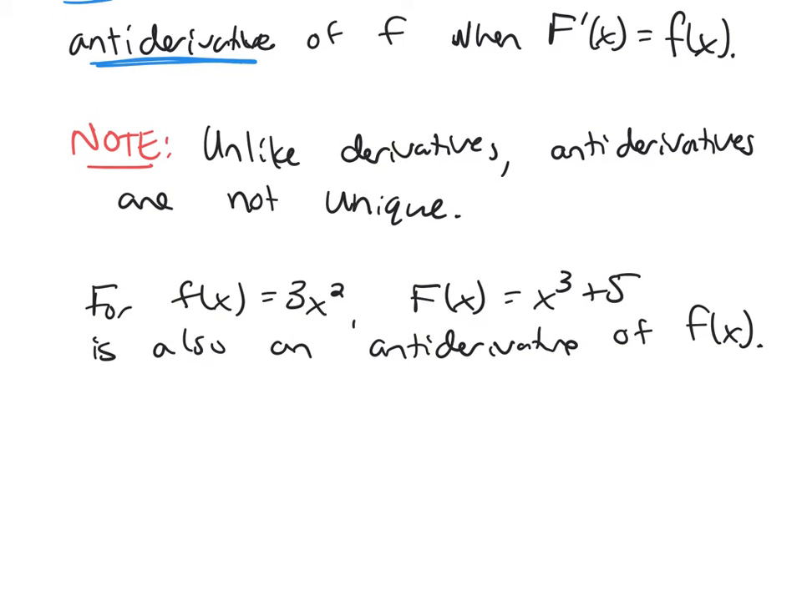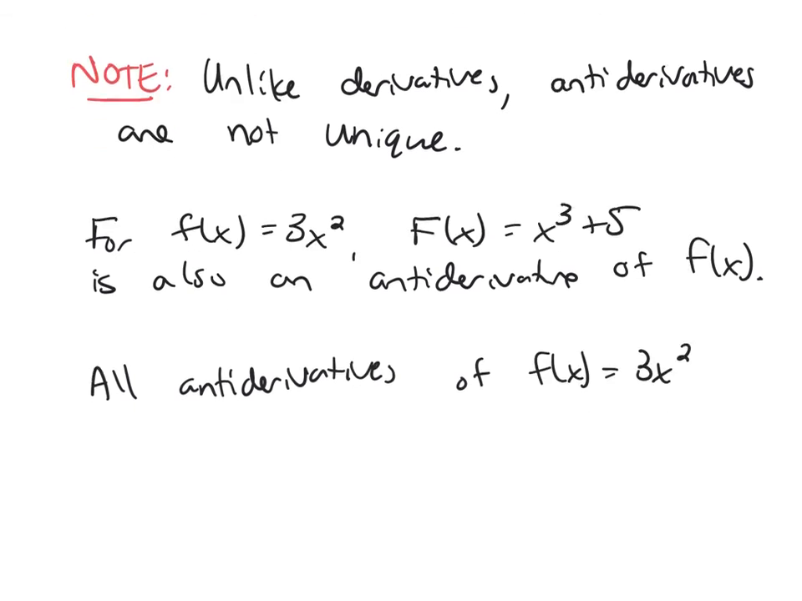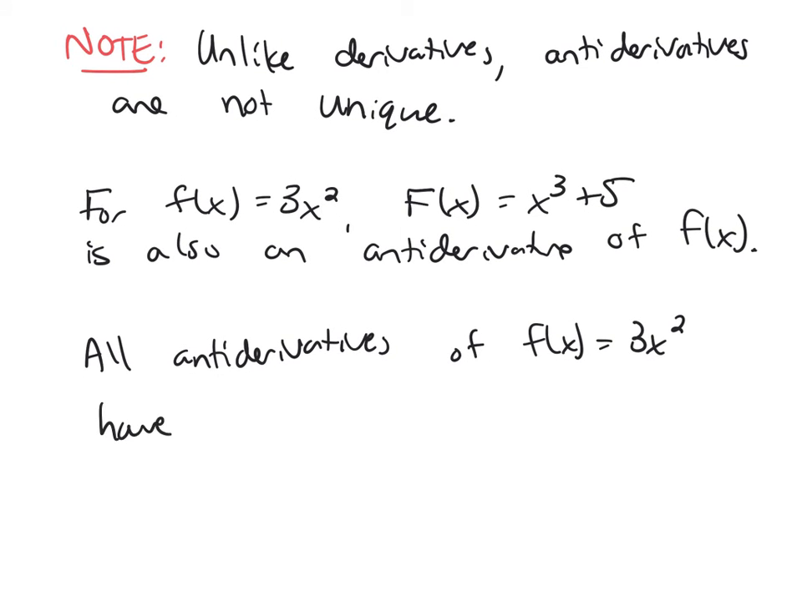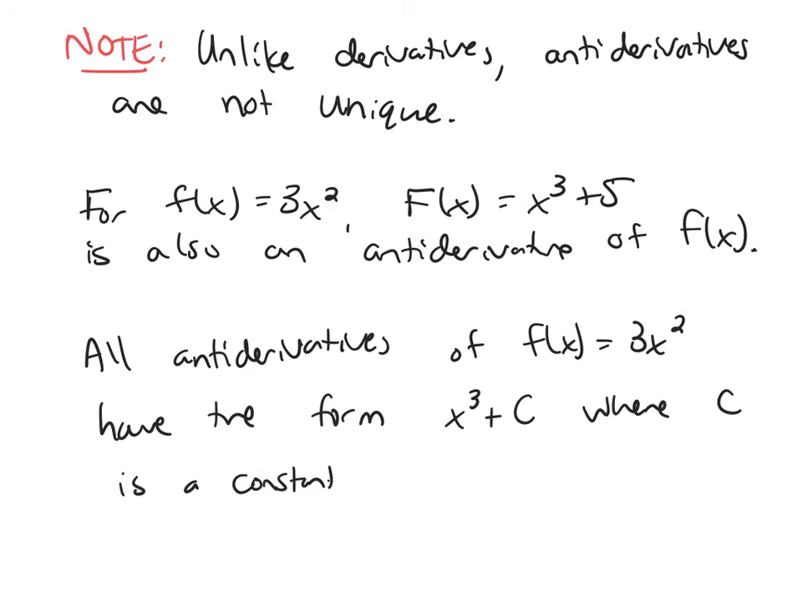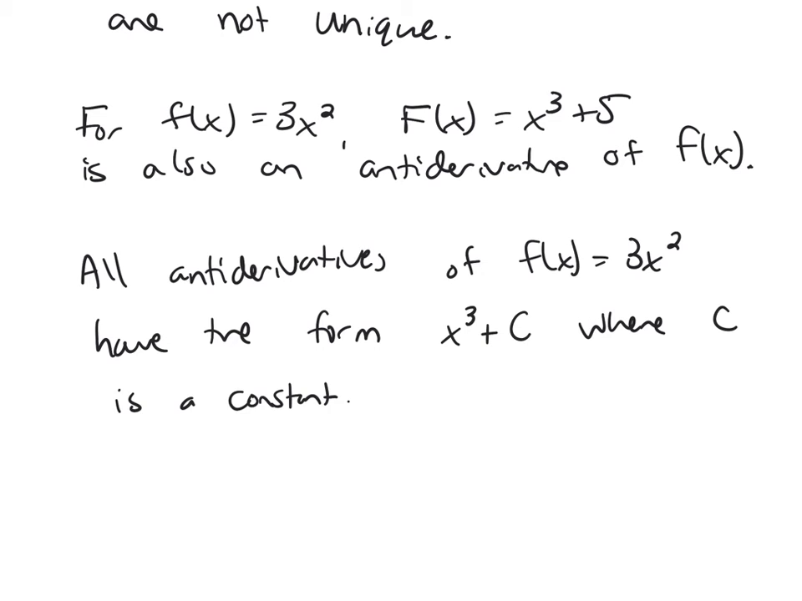Now you might notice the only thing that differs between our previous function for capital F and this new function is the constant plus 5. And so it turns out that all antiderivatives of f of x equals 3x squared have the form x cubed plus c, where c is a constant. And this x cubed plus c, we would call the general solution.